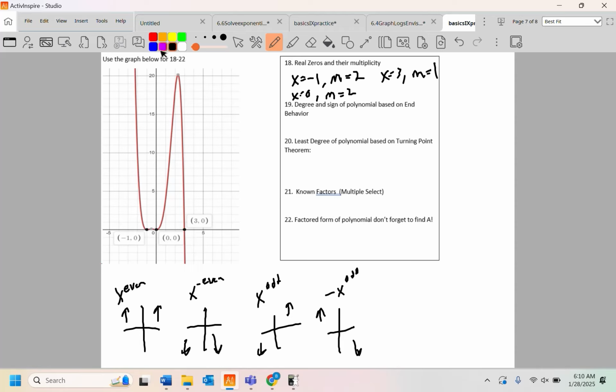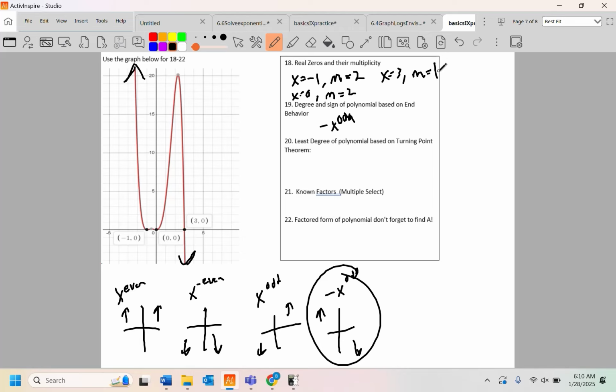Anyways, this thing starts high, ends low. Now, what does that look like? Something that starts high and ends low? It looks like this. So this is a negative x to the odd. Now, speaking of negative x to the odd, 2 plus 2 plus 1 is 5, which is odd.